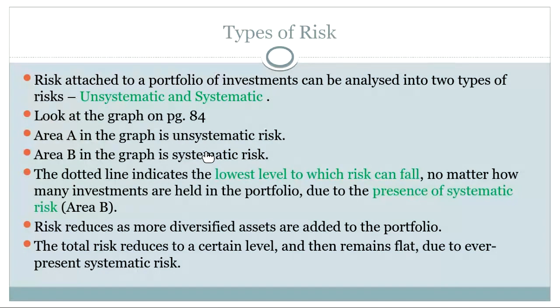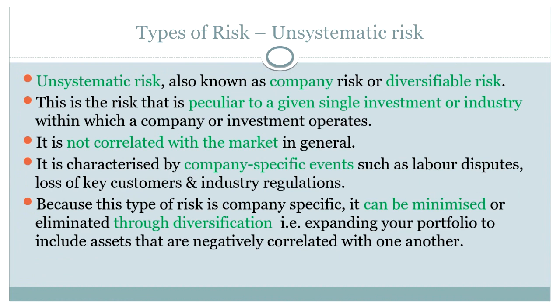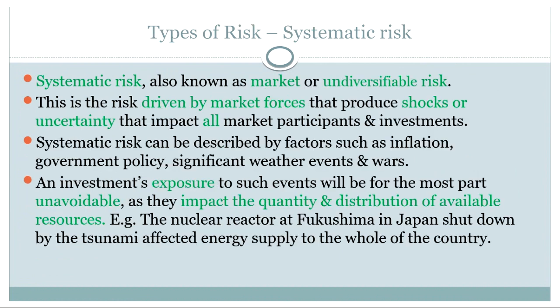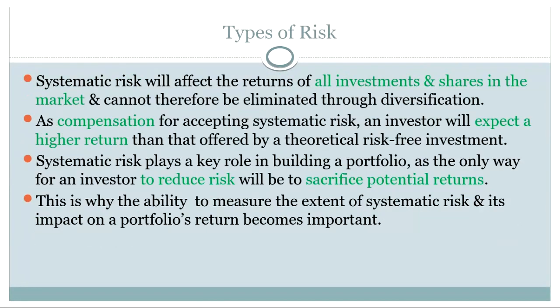Okay. So that graph on page 84 describes that very nicely for us. So again, these slides, you can go through them and you can read the section in the textbook to understand unsystematic and systematic risk. And it is important that you understand that because we do apply that further on. Okay. So again, we say as compensation for accepting systematic risk, which is undiversifiable risk, an investor expects a higher return than any asset that is, so to say, risk-free. Okay.